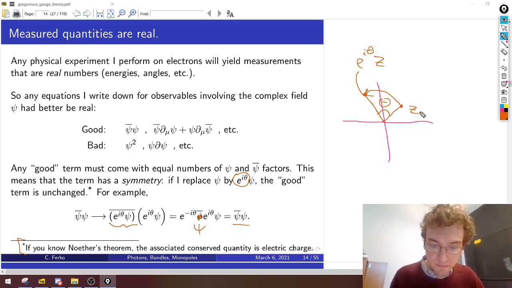Wait, so hold on. So multiplying by e to the i theta makes bad terms good? Is that what? No. So multiplying by e to the i theta leaves any given good term invariant. So if I perform this action, all of the good terms will be the same as they were before the action. The bad terms will not be the same. So that's the symmetry. Yeah, by symmetry, I mean acting with this leaves good terms invariant.